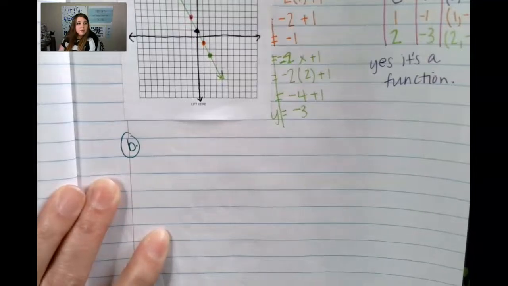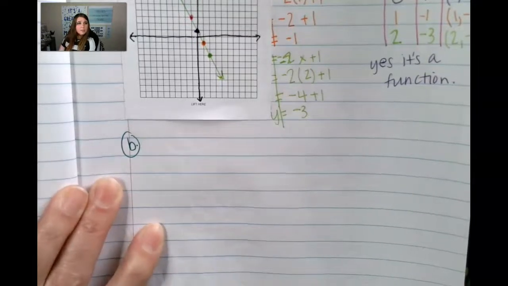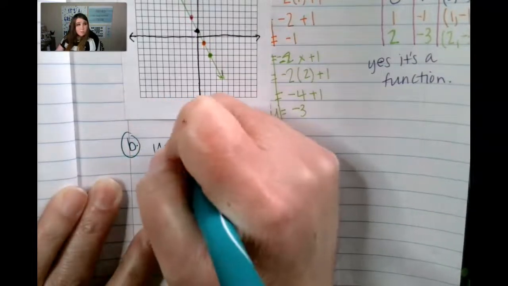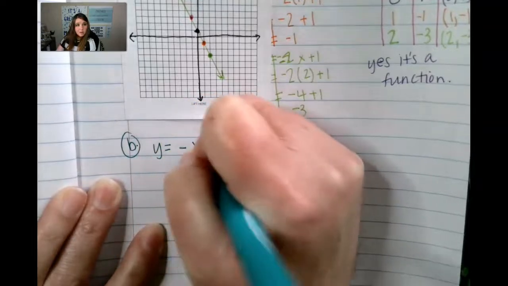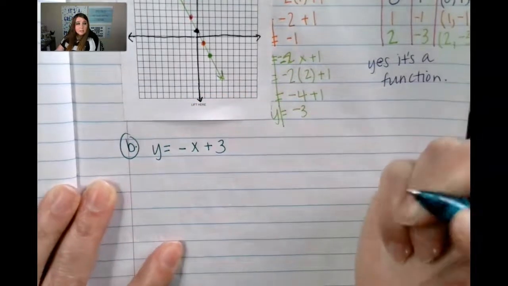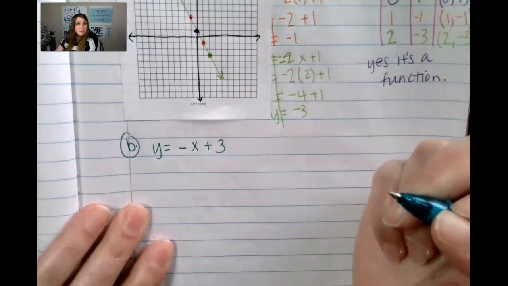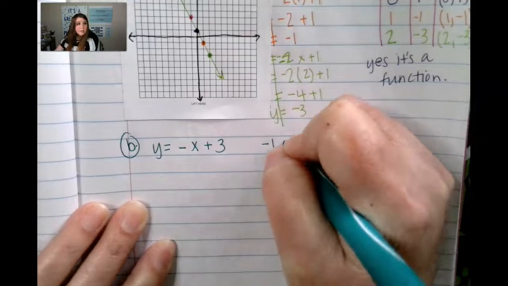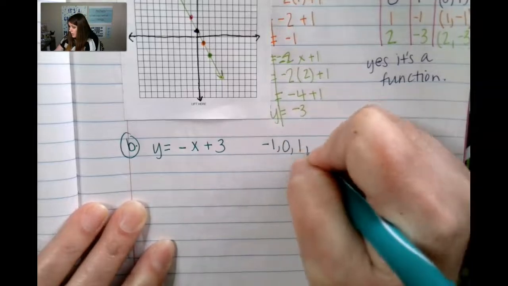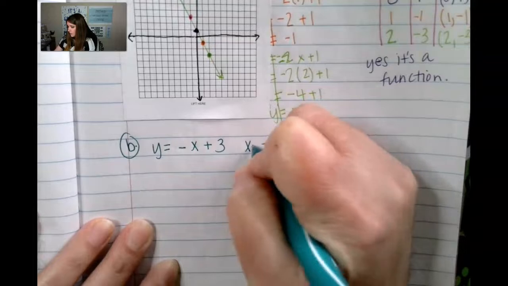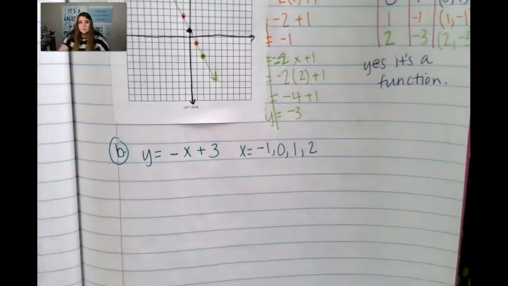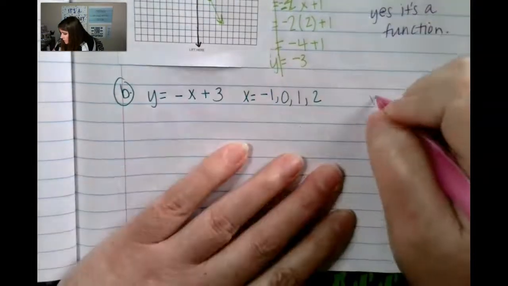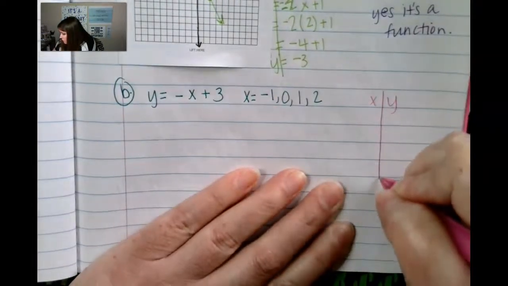So in example B, we're using this equation, y equals negative x plus 3. And I want your x values to be negative 1, 0, 1, and 2 again. So x equals those values. So let's go ahead and start to solve. I'm going to make another table again, just like I did before, to help me organize my work.